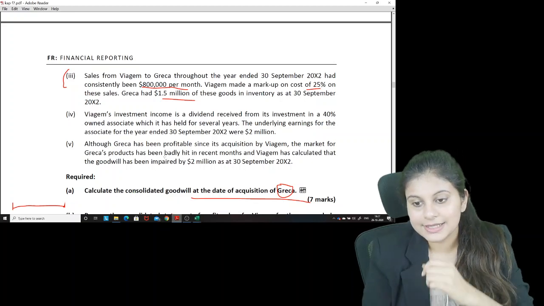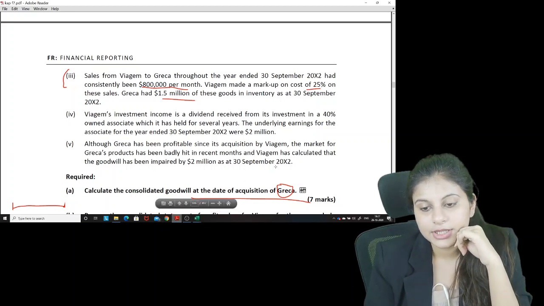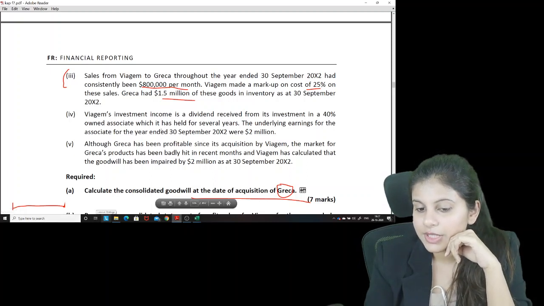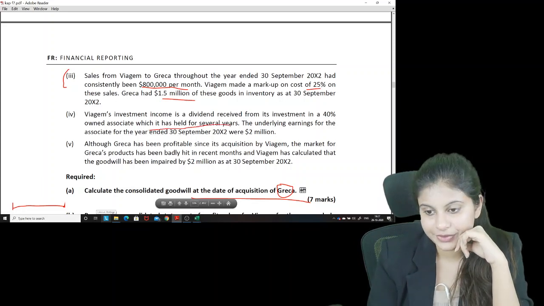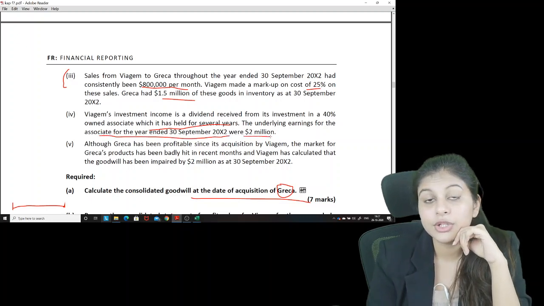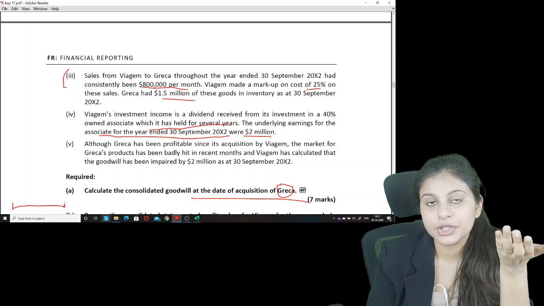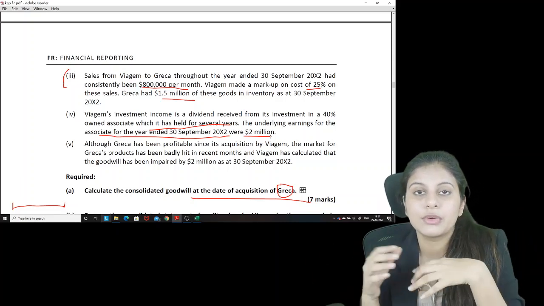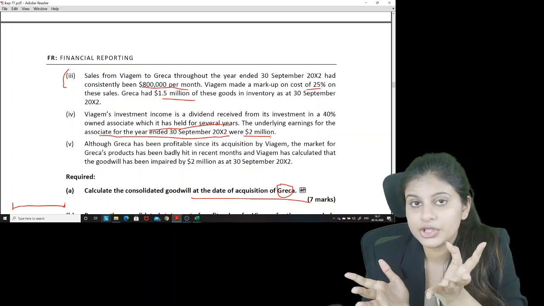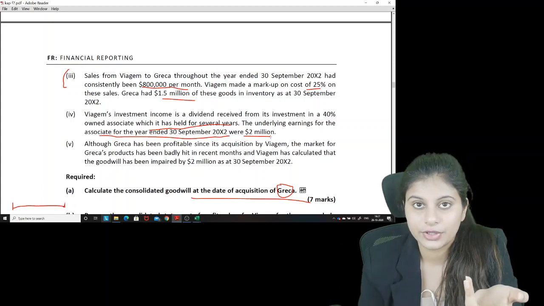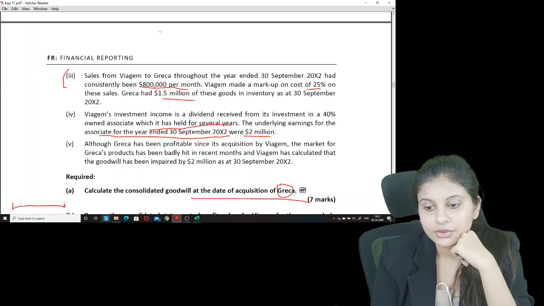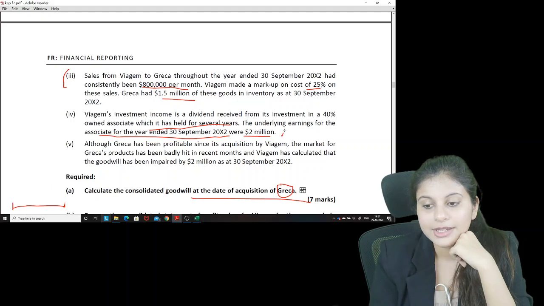Then the next point says that V's investment income is a dividend received from its investment in a 40% owned associate which it has held for several years. The underlying earnings for the associate for the year ended 30 September 2002 were 2 million. So now they're saying the investment income which the parent has, that is the income which he has got from the associate. So I will not include that, just the dividend which I have received. The parent will include all of the share in the associate. So what is the profit of associate? That is 2 million.